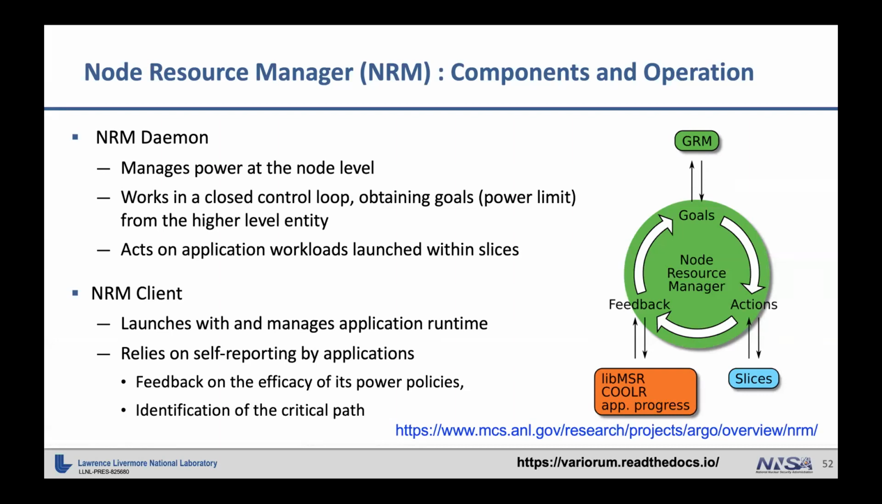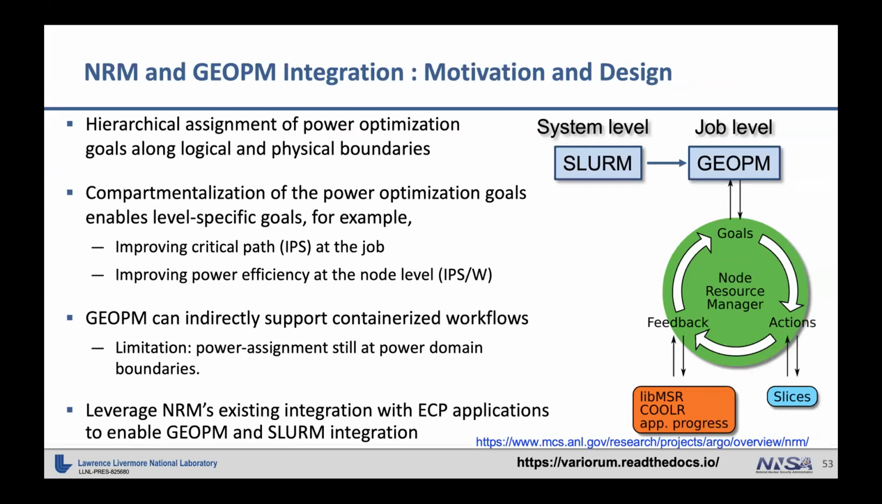The NRM client launches with the application and manages the application during runtime. It relies on self-reporting by applications, and it identifies the application critical path if it is able to get the application profile. One thing to note is the way this setup is different instances of NRM on different nodes do not talk to each other, right? So there is a GRM or global resource manager that was envisioned. Our plan is to replace or have GOPM right above NRM in the hierarchy, right?